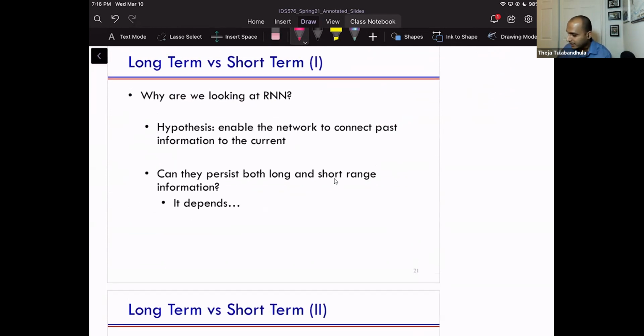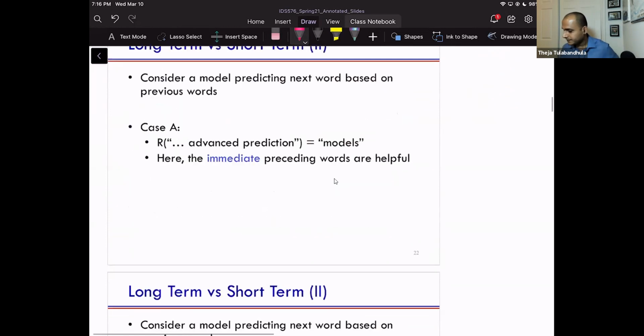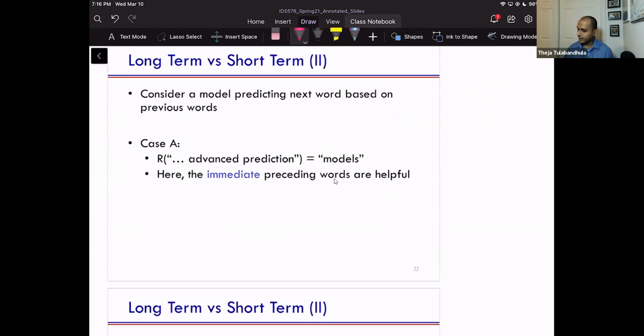Why are we looking at RNNs? I don't want to explain that again. We're going to spend a minute on what long-term and short-term mean. As the words indicate, it's about whether the model can be sensitive to information seen just in the few previous steps, or whether the model can be sensitive, while making the current prediction, to information that it saw maybe 10 steps ago or 20 steps ago.